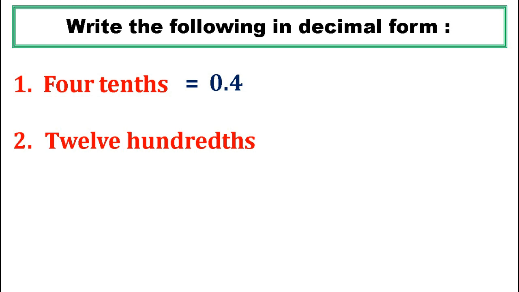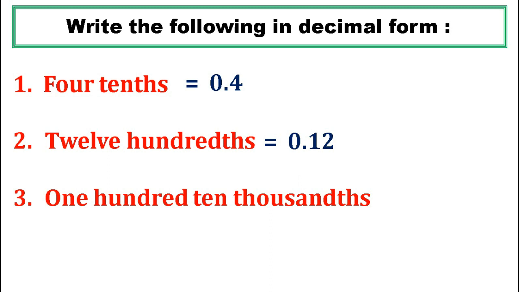Next we have 12 hundredths. That is, we have 1 in the tenths and 2 in the hundredths place. Since there is no whole number part, so we will simply write 0. Next we will put the decimal point and we will then write 1 in the tenths place and 2 in the hundredths place. So 12 hundredths in decimal form can be written as 0.12.